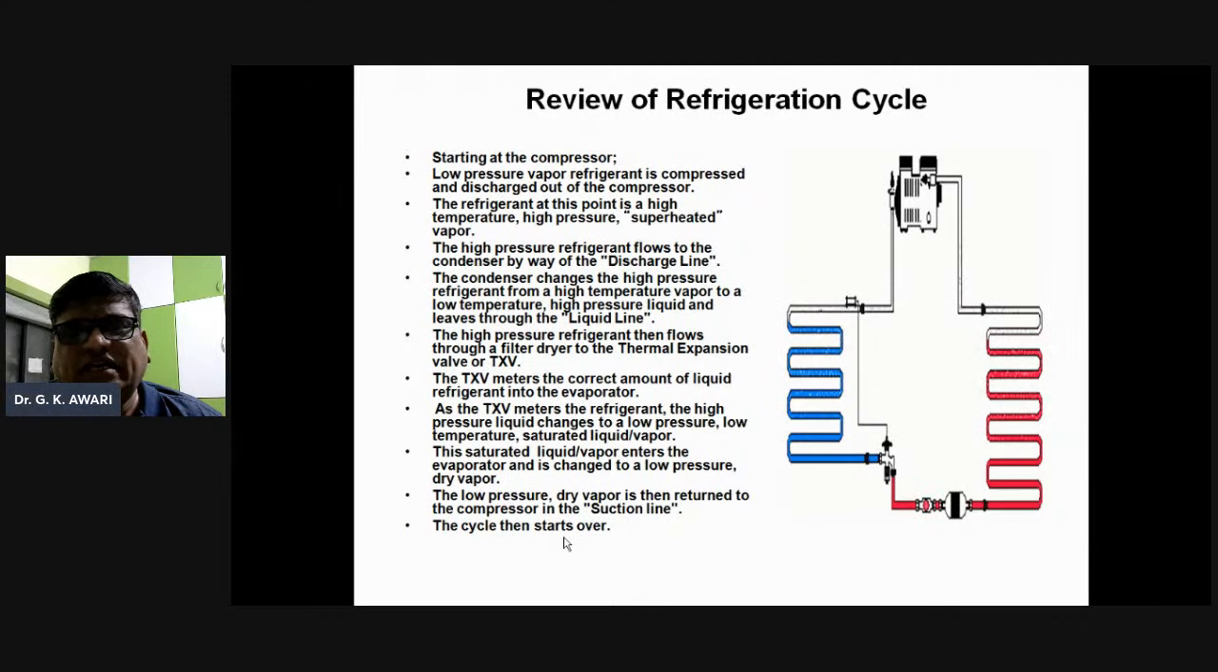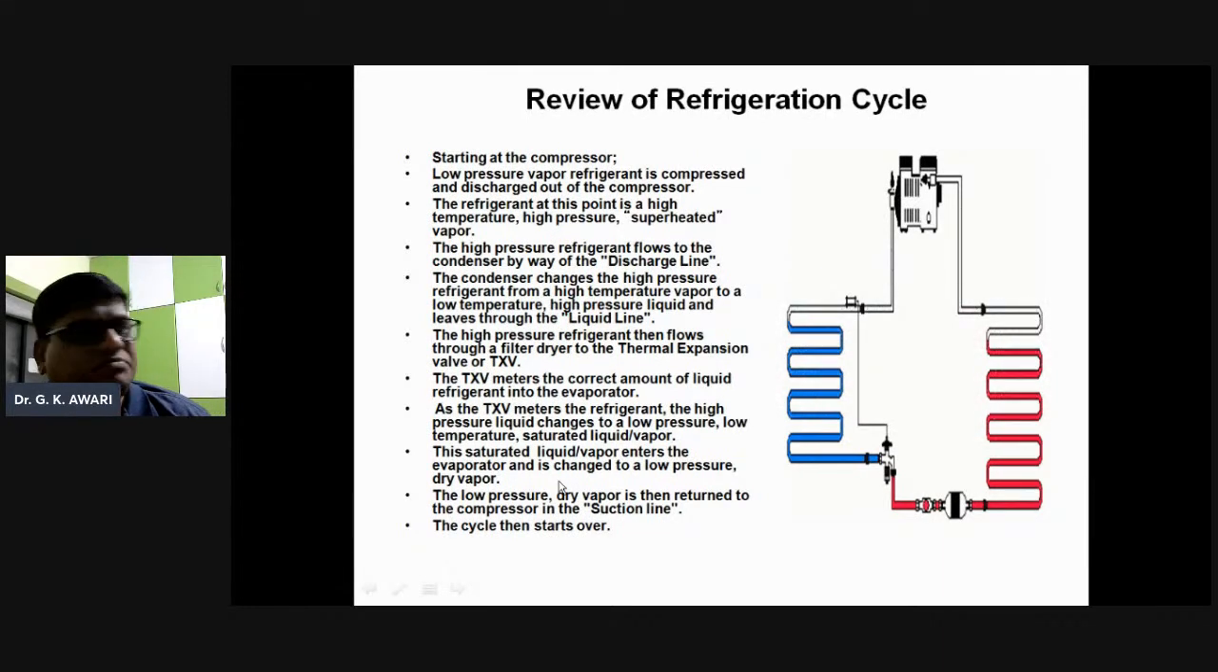Now look at the review of the refrigeration cycle. Starting at the compressor, low pressure vapor refrigerant is compressed and discharged out of the compressor. The refrigerant at this point is a high temperature, high pressure superheated vapor. The high pressure refrigerant flows to the condenser by way of the discharge line. The condenser changes the high pressure refrigerant from a high temperature vapor to a low temperature, high pressure liquid, and it leaves through the liquid line.